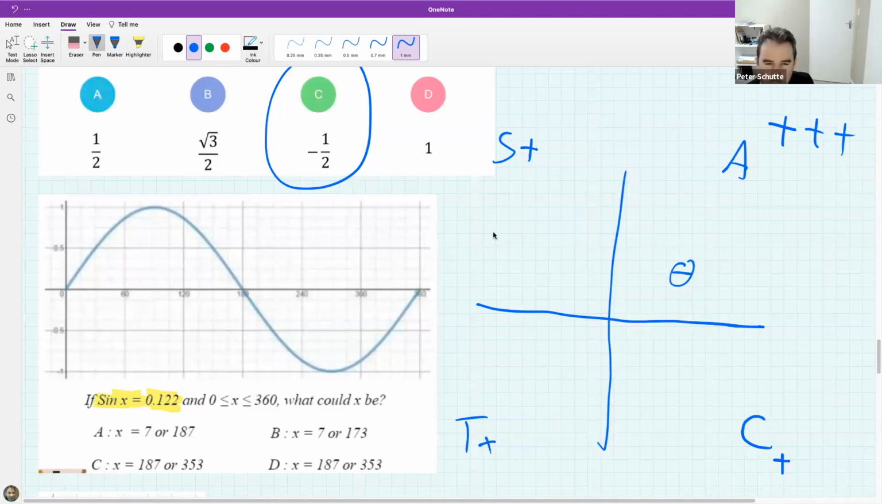Can you remember that one? Maybe we'll go to Tegavatso, has his hand up. Let's go to Tegavatso.